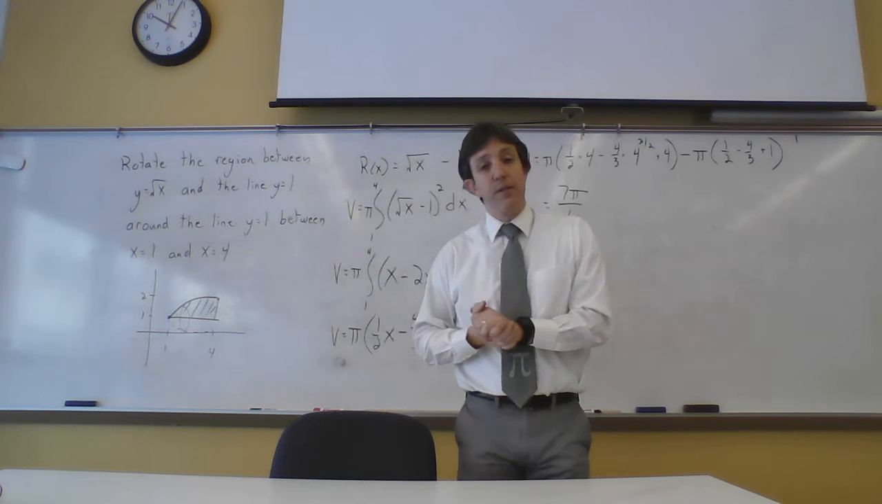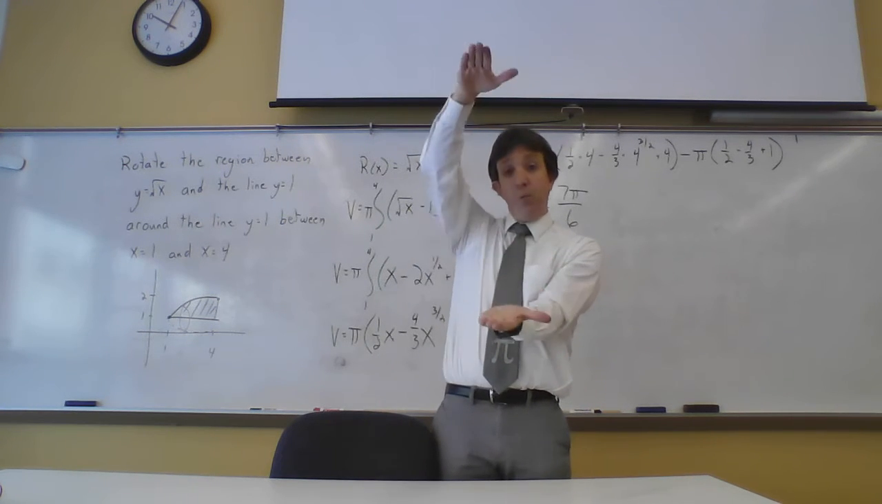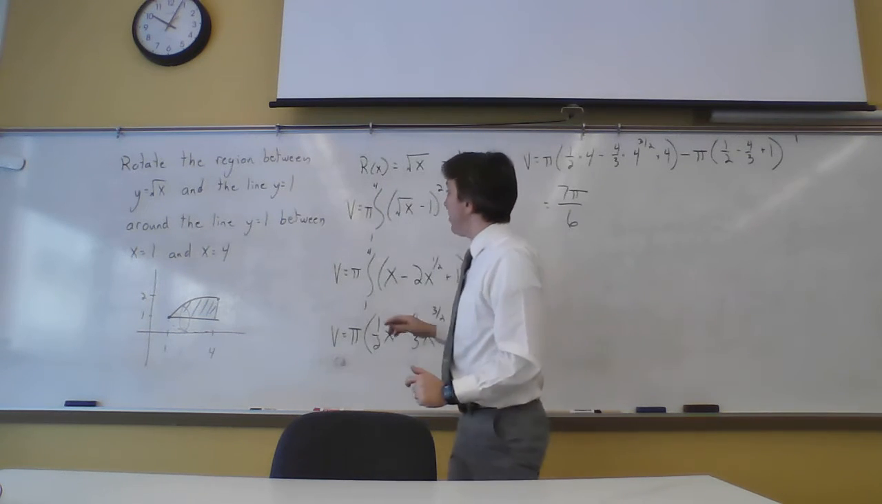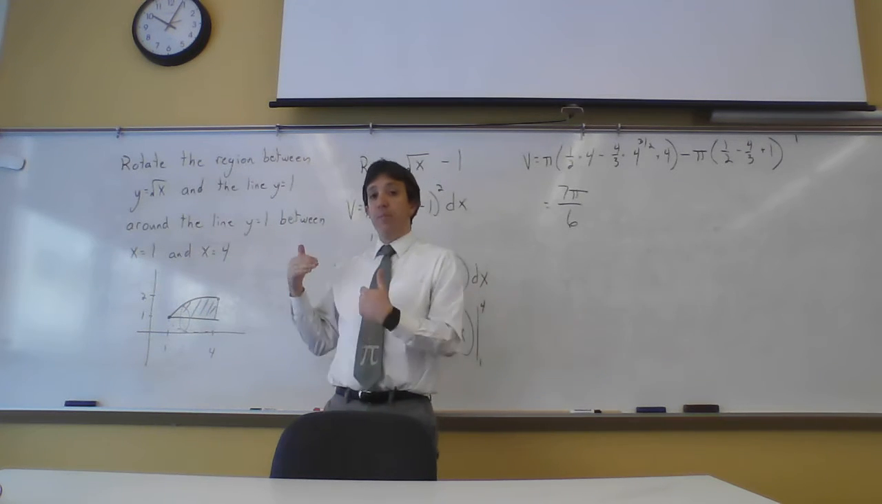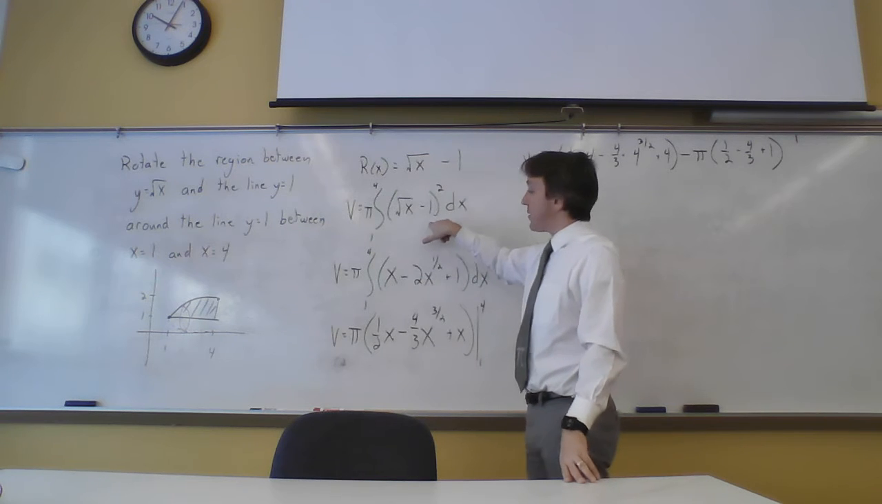And since we're going there instead, my radius is only the distance from the curve down to that line. And distance is always found by subtracting. We're looking at the distance here in the y direction because we're going from one curve to the other. So my distance is just subtracting the two things, square root of x minus 1. Once I have the radius, I can set up the volume.